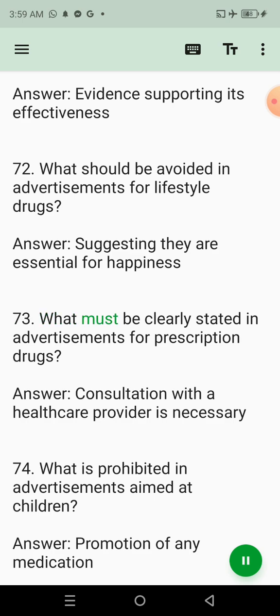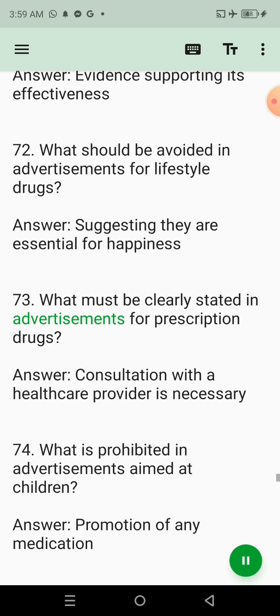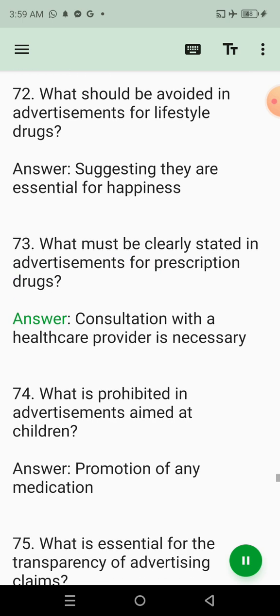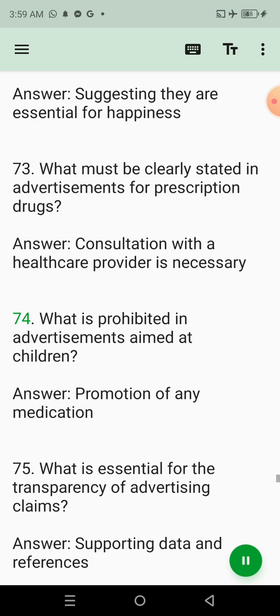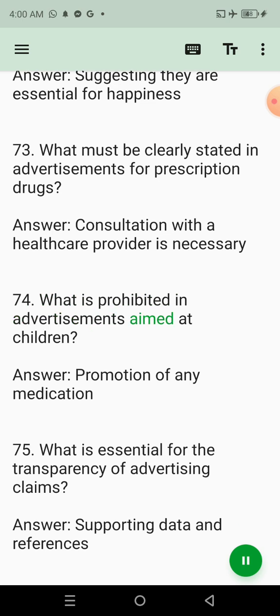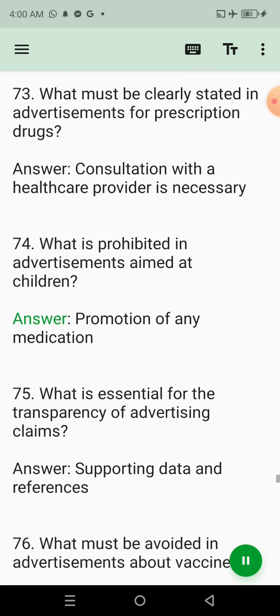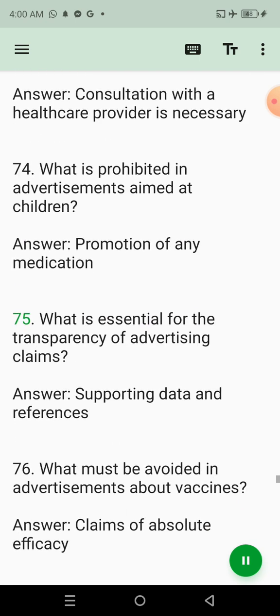73. What must be clearly stated in advertisements for prescription drugs? Answer. Consultation with a healthcare provider is necessary. 74. What is prohibited in advertisements aimed at children? Answer. Promotion of any medication.